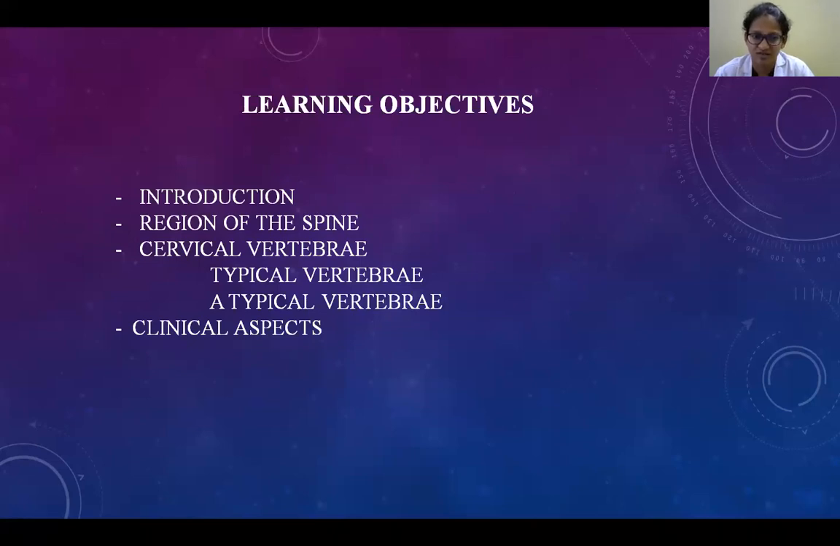Next, coming to the region-wise, how the spines are arranged. And next, what are the different types of cervical vertebrae? There are two types: typical vertebra and atypical vertebra. And next to that, we are going to read some special features in the cervical vertebra, mainly cervical rib, and next the clinical importance of the cervical vertebra and carotid tubercle. All these things we are going to learn in this cervical vertebra. These are the learning objectives.